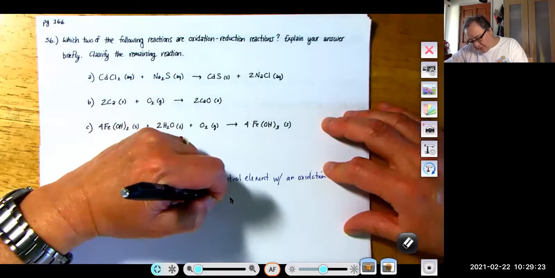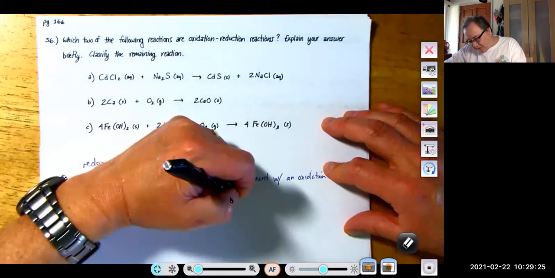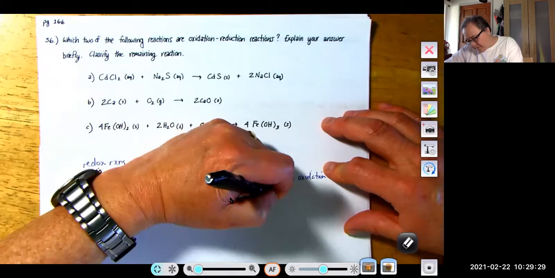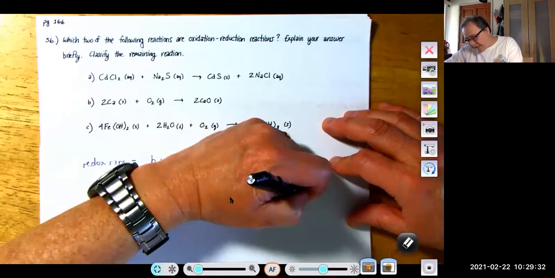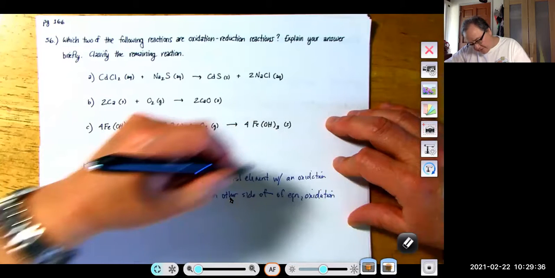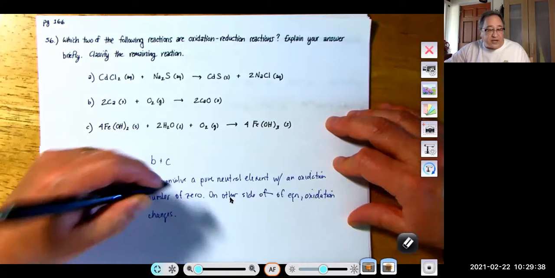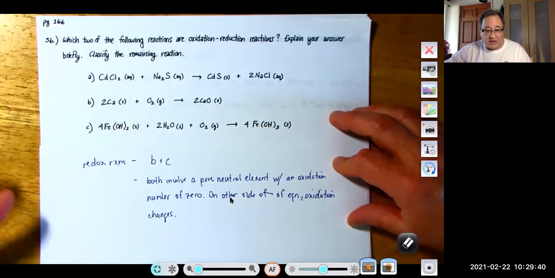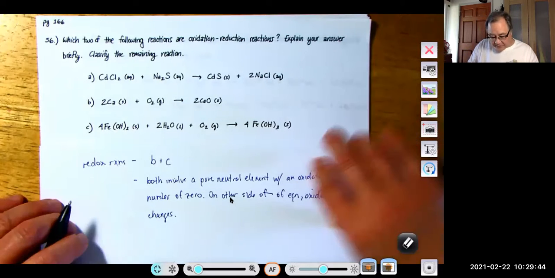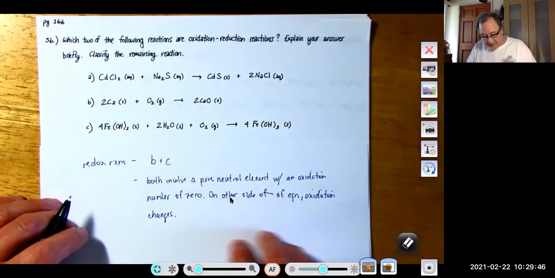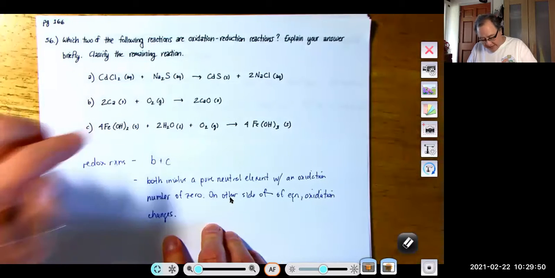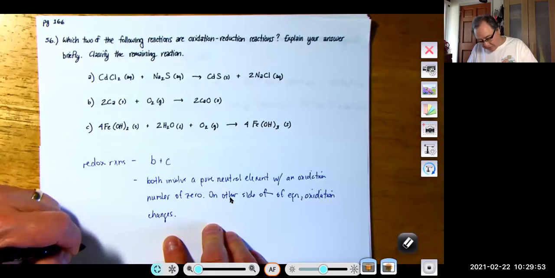The oxidation number changes. And that's all you really need. And if there's a change in your oxidation number, it's a redox reaction. So this would be a really excellent explanation for why that's a redox. So that leaves us with this one above. And I think it's pretty clear that A is a precipitation reaction.